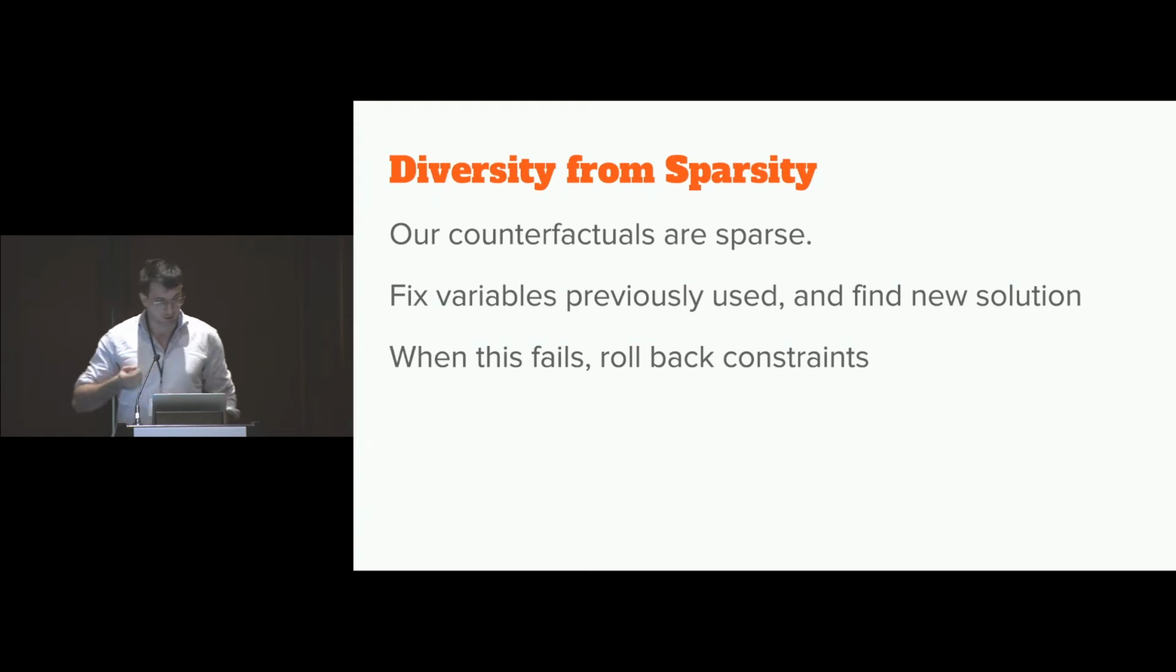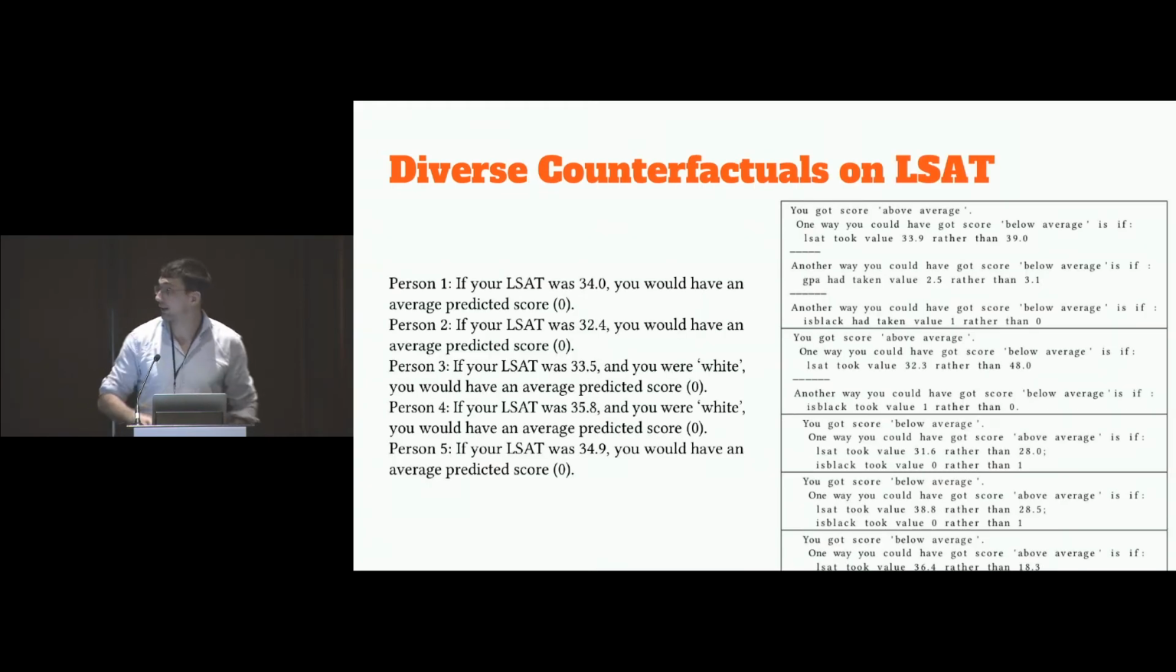In order to get these diverse explanations, what we do is we make use of the fact that our counterfactuals are sparse. So every time we try and generate a new explanation, we try and change as few variables as possible. And what this means is that to create a new one, we can just fix the previous values which we changed, and then we run the optimization again, and we find a new solution. And when this fails, you can just roll back constraints. Okay, and so what does this look like in practice?